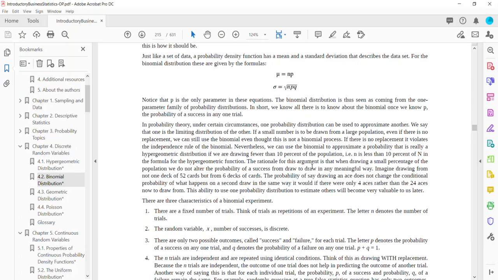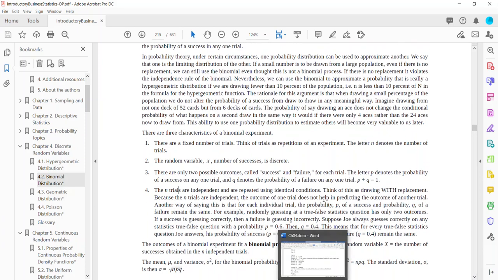And if you ask what does that mean, go ahead to the characteristics, which is right here, the most important: the n trials are independent and they are repeated using identical conditions. Think of this as drawing with replacement. That means you have 5 cards in your hand and you did a trial, you put that card back in your hand, and then you have 5 cards again. The hypergeometric, you have 5, you take one, you have 4, you take one, you have 3, and so on. Okay, so go ahead and read all the definitions if you need.